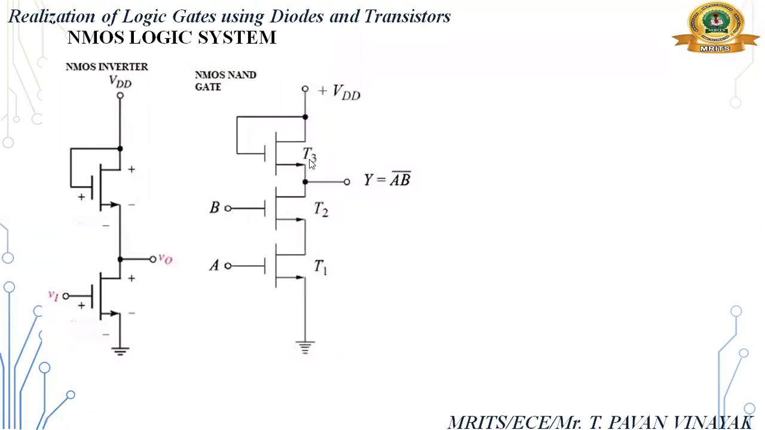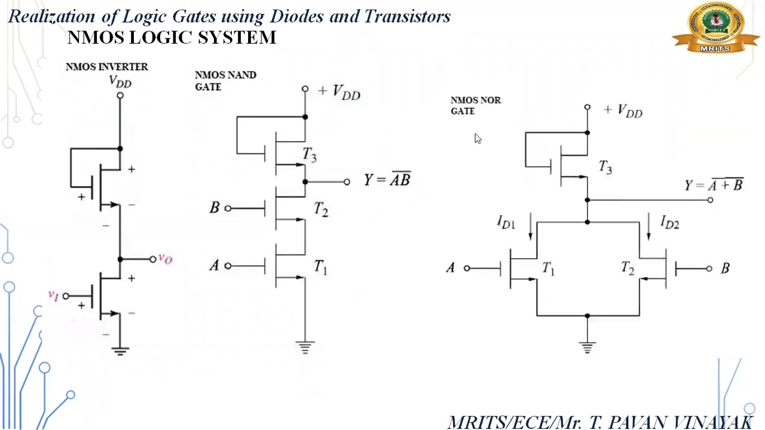Let us see. This is the NMOS NAND. This part is the pull-down part, and this is input A into B. We get A into B. The pull-down transistor gives the complemented output. So AB bar. Next, NOR. See, in NOR, transistors are in parallel.